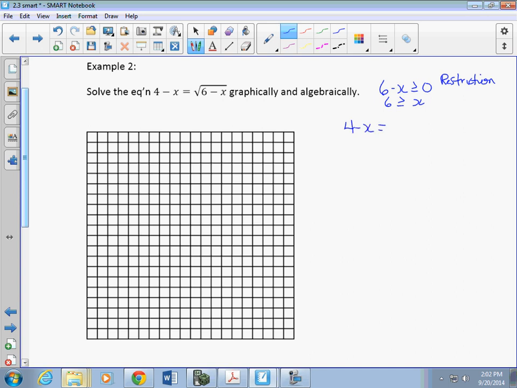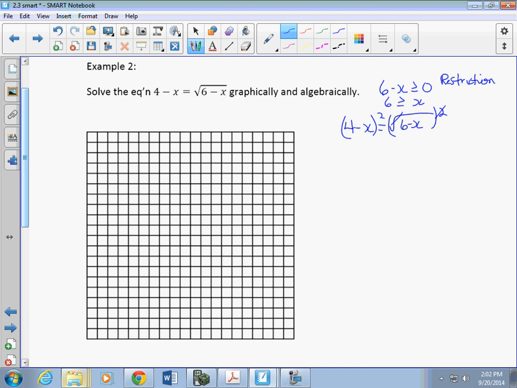So I have 4 minus x is equal to the square root of 6 minus x. My radical is already isolated by itself, so I can do the next step of squaring. This is where people are going to make mistakes, because you have to remember that when you square a binomial, you end up with a trinomial. You need to have 3 terms.